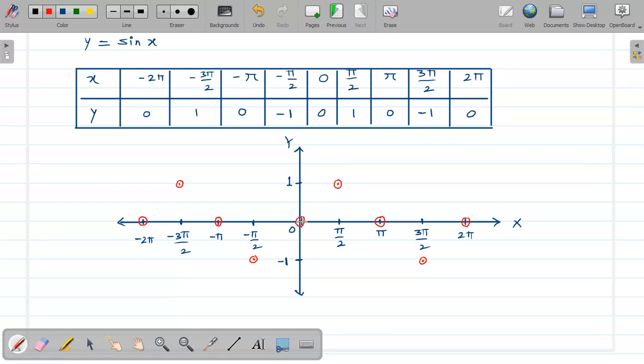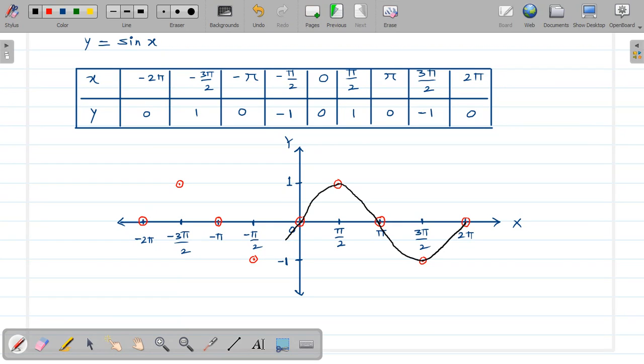Now we have to join all these points by using an arc. So see how you will join all these points. It is a curve, so I will join the two points like this. Then this is the graph of the sine function. It is just like a wave. Do not draw this by using a scale. You have to draw it like this here.